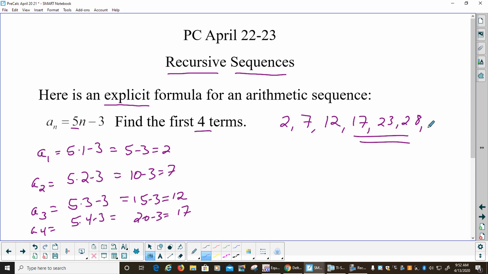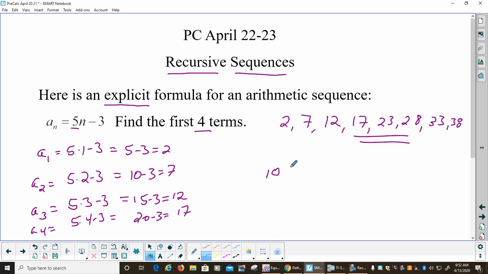To get the next term in the sequence, I take the previous term and do something to it. In this case, it would be, what, 33? To get the next term, I take the previous term and do something to it. 38.